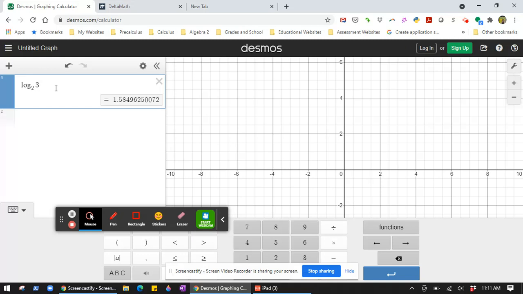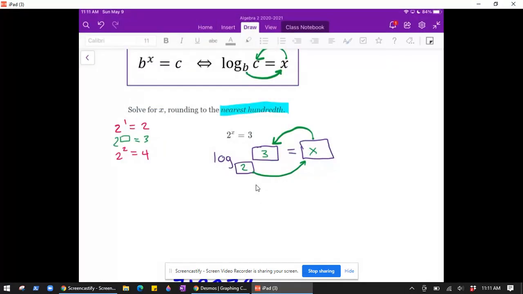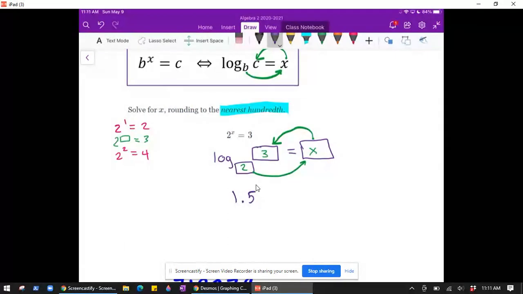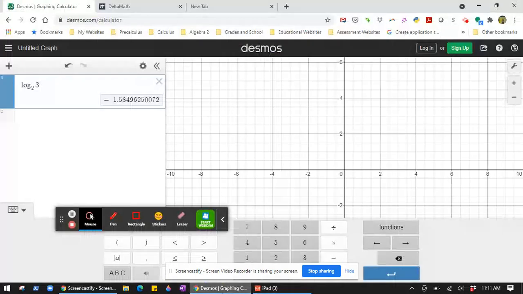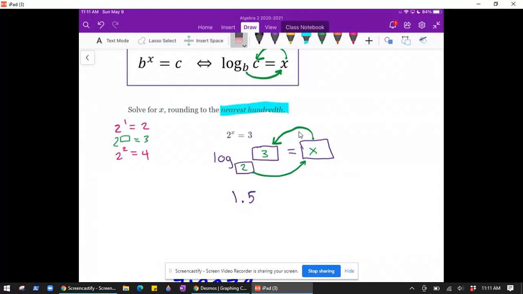Now I'm going to write out a lot of decimals just so we can remind ourselves about rounding. 1.58496. I'm sorry, it was 1.58. Try not to memorize there. 1.58496.